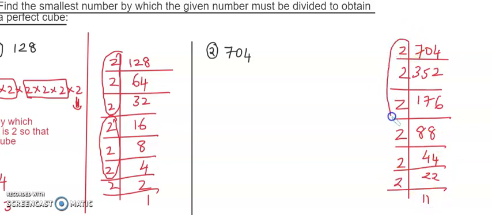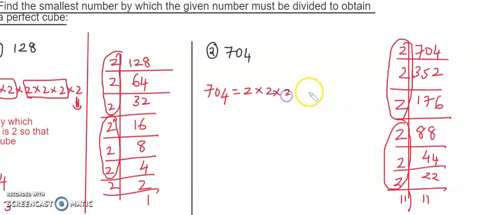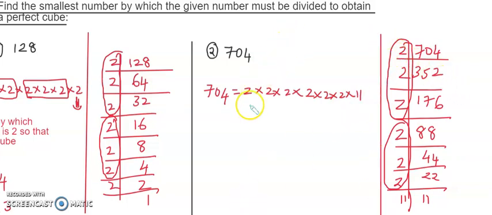Let's try to make a triplet. This is 2 groups of triplets. I am getting 2 groups of triplets, right? So the factors of 704 are 2, 2, 2, then again 2, 2, 2, and 11, right? So I'm getting 2 groups of 2's in terms of triplets. That means I'm getting this one group of triplet and this one group of triplet. So what is extra? 11.